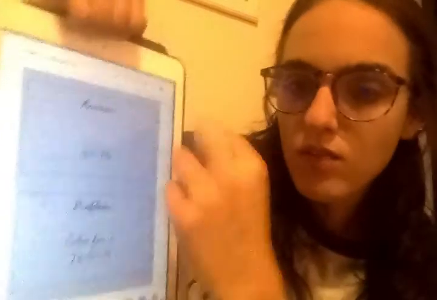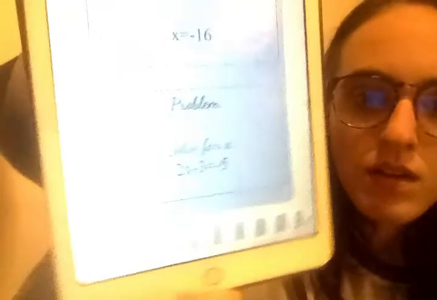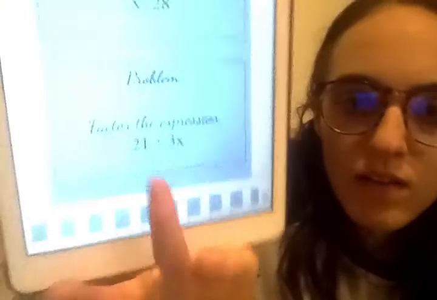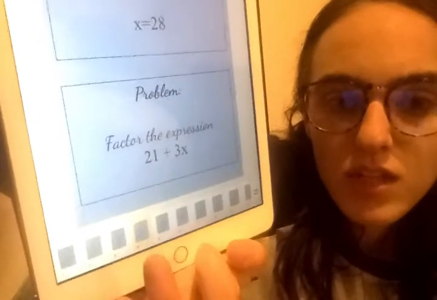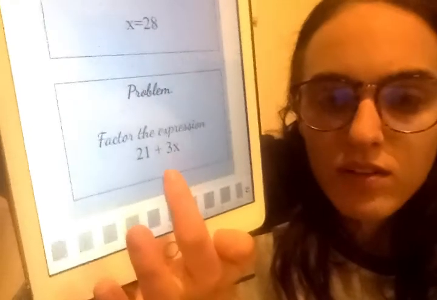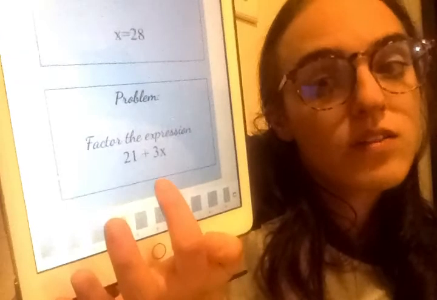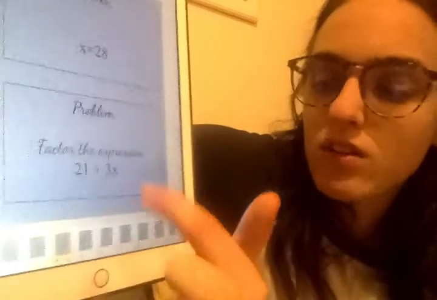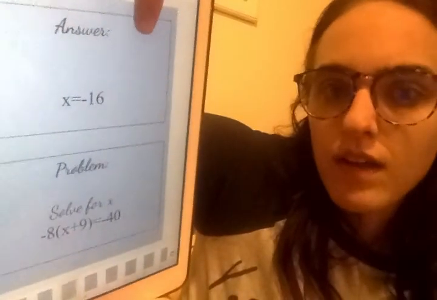Then you'll have the answer for 2x minus 3 at the top, and you'll have another problem on the bottom. So then you'll solve. Let's say it says 21 plus 3x, and it tells you to factor the expression. Remember what factoring is. You'll need to factor this expression, and the factored expression will be the answer on the next top slide, and then you'll solve that problem.